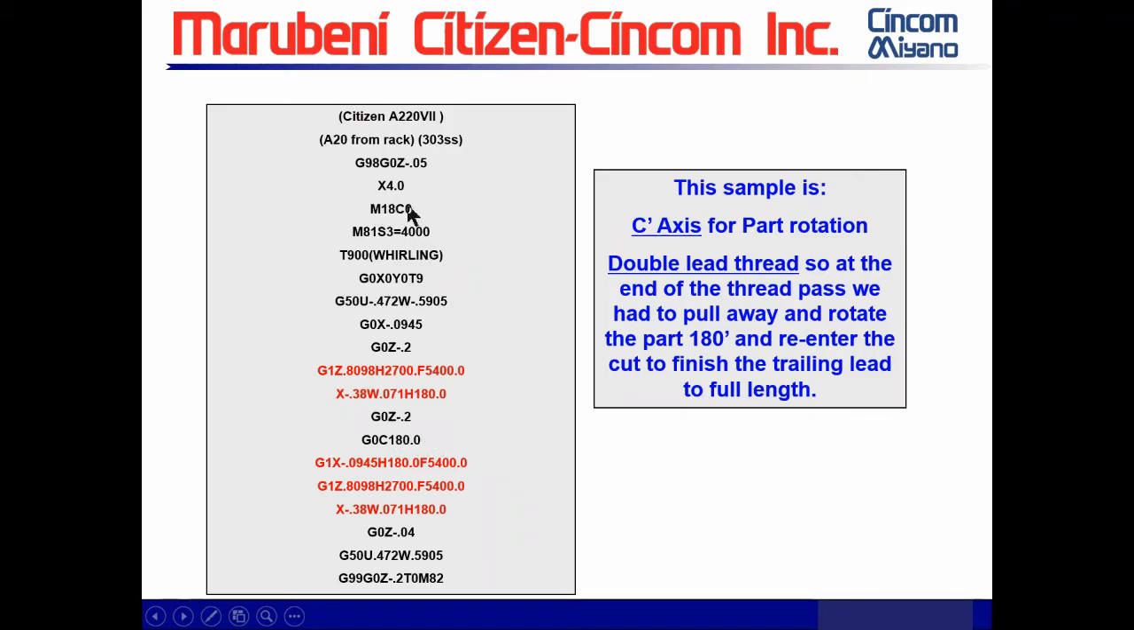So I started at 0 up here. Now I'm going to go at 180. This is where I re-engage with the leading edge of the insert, but on the trailing lead of the thread on the part so that I can finish the second lead. I come in, angle in to engage it, go to the same length, and then pull out the same way. And then I can pull back, cancel my shifts, and move on from there. So that's how we deal with the double lead thread and getting the second lead to actually be finished.